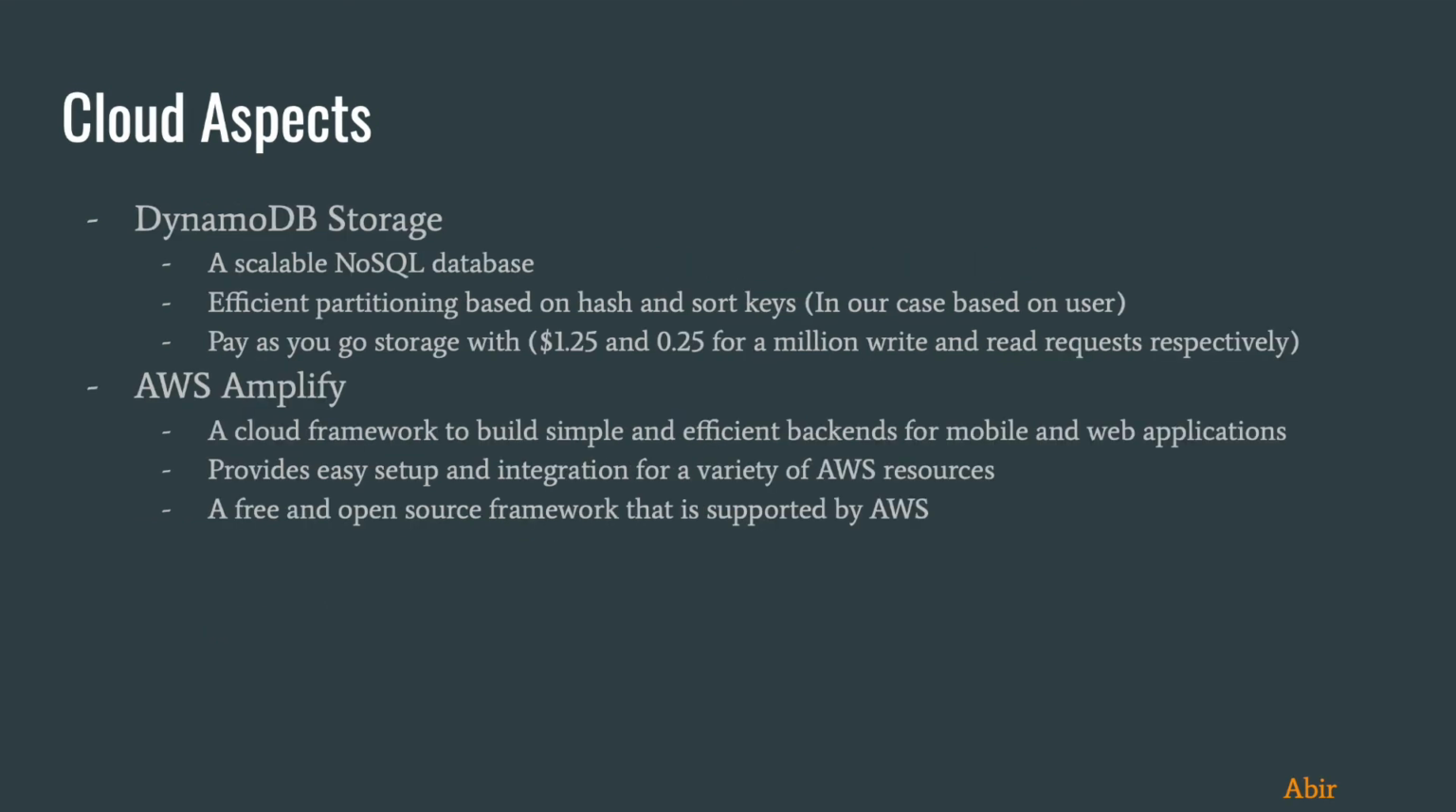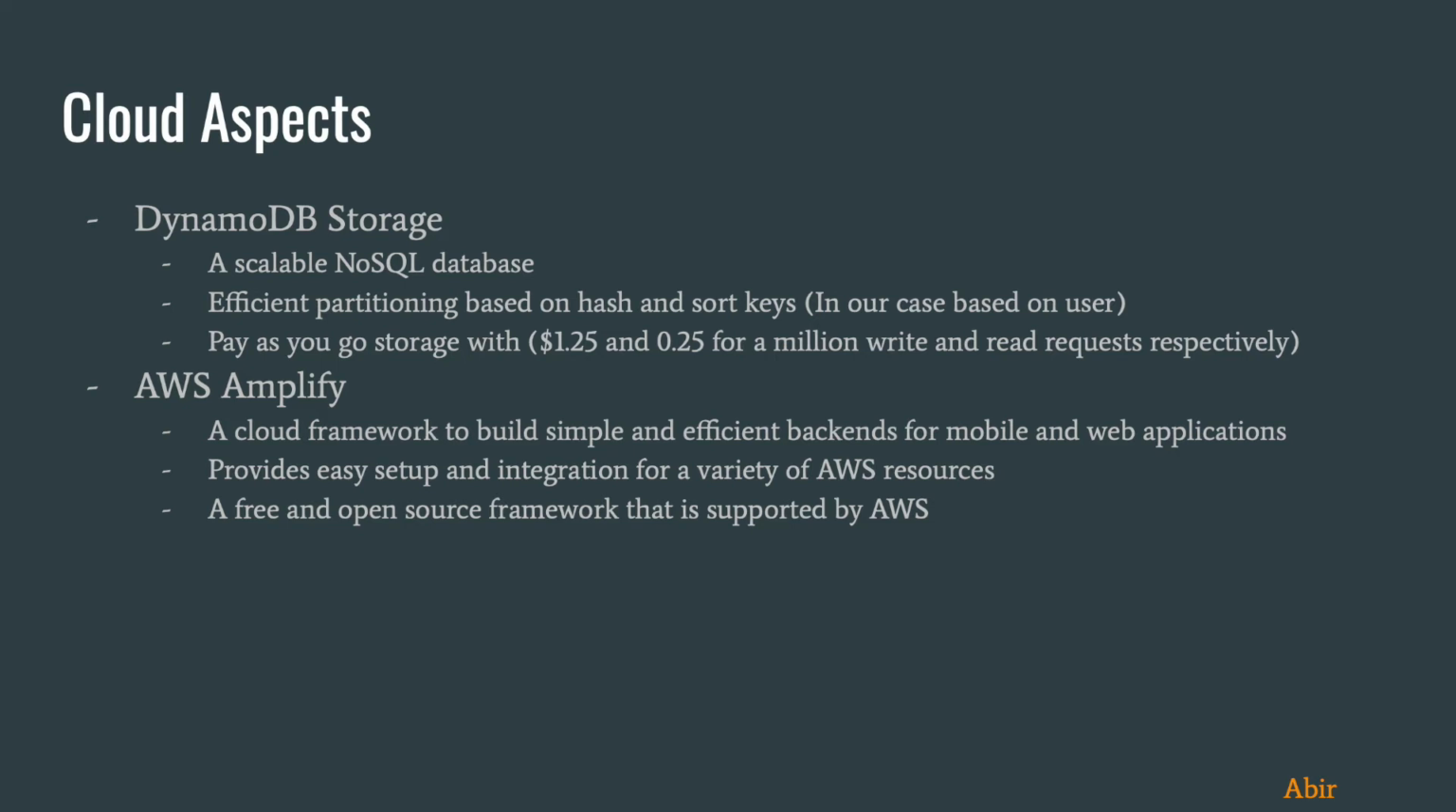To store all the unstructured user data, we needed a NoSQL database. DynamoDB storage provided by AWS is a fully scalable NoSQL database that provides efficient partitioning and sorting for quick and easy access. This also comes at an affordable price of $1.25 for a million write and 25 cents for a million read requests. The overall cost for a million operations using our system is around $1.70, and we can easily sell this solution for a premium on top of this.